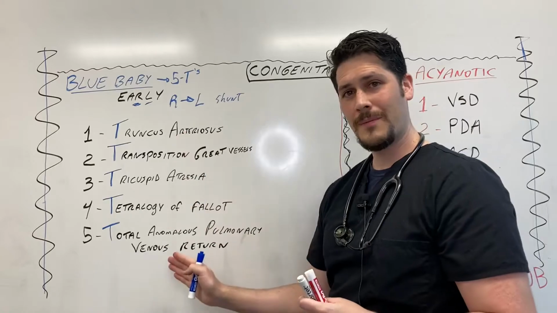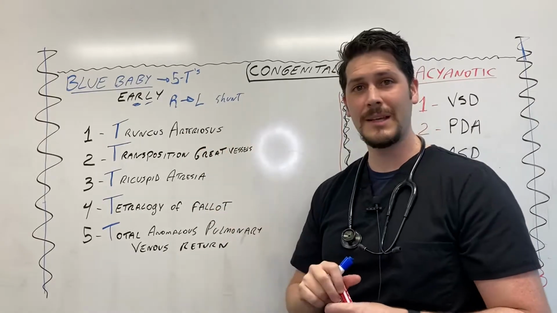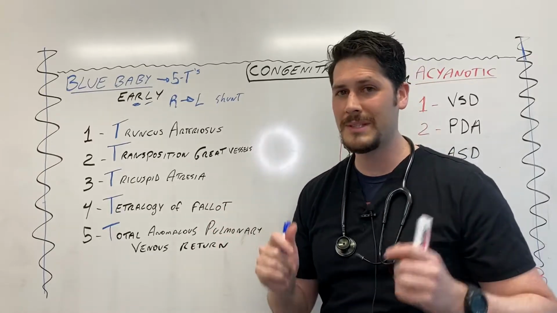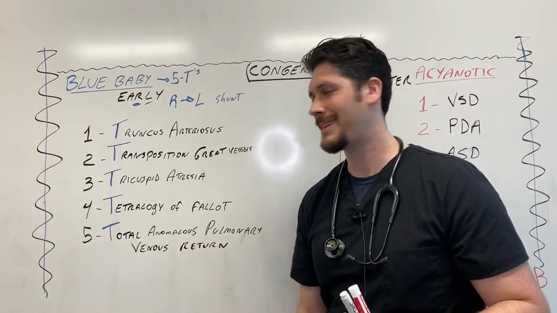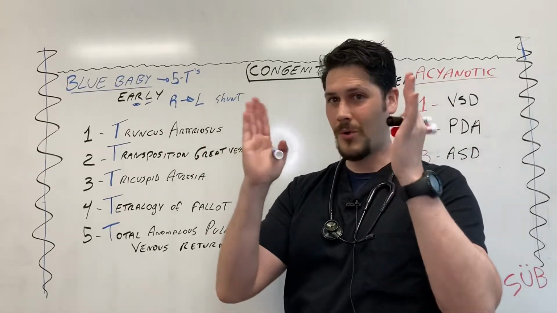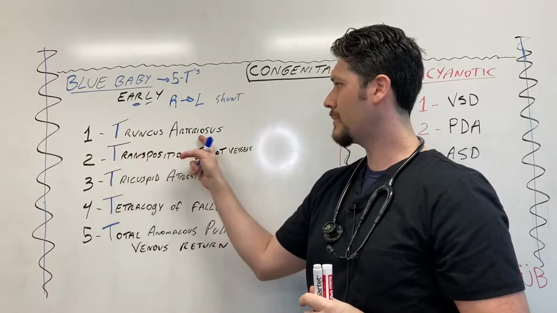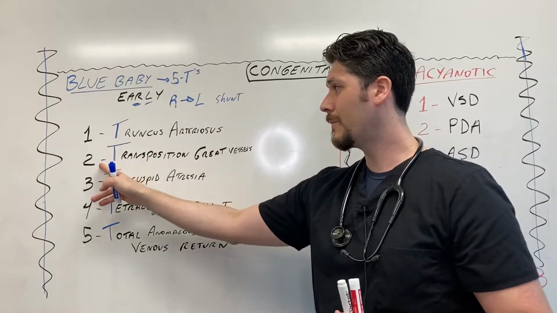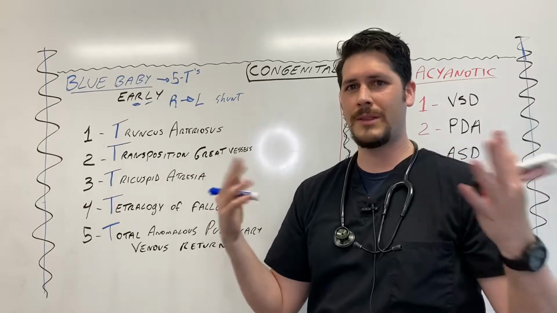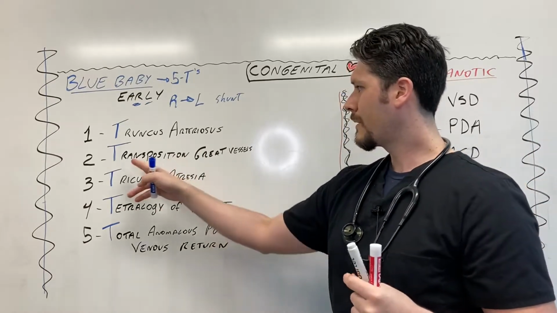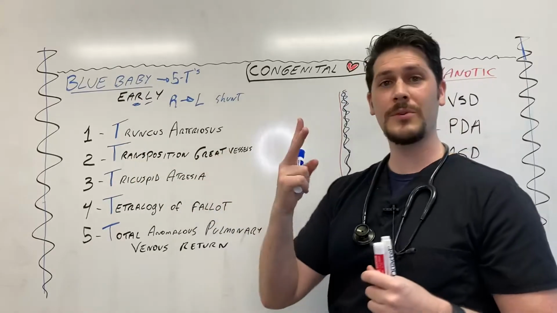And to remember the 5 T's, I actually go in order. I do 1, 2, 3, 4, 5. As simple as that. If you can count, you got this. So one thing, a trunk, a tree trunk. 1, truncus arteriosus. 2 things, 2 big things in the heart, 2 great things, aorta and pulmonary artery. Transposition of the great vessels, the 2 great vessels.